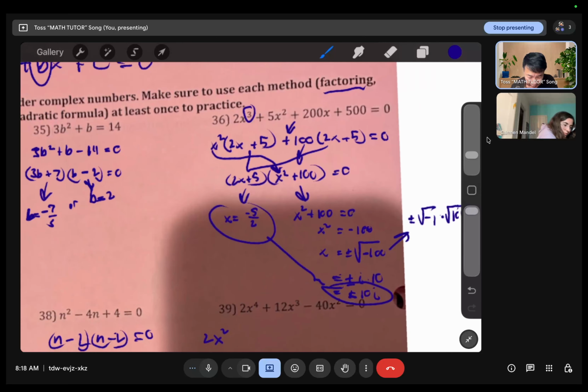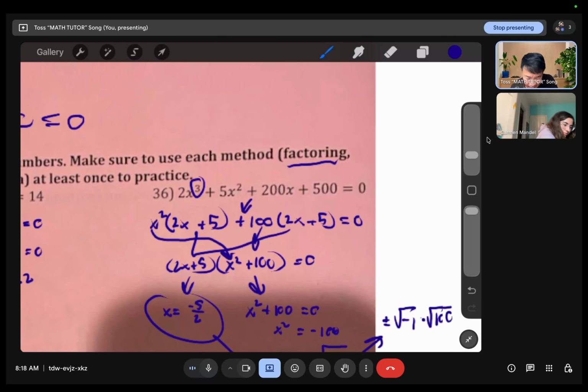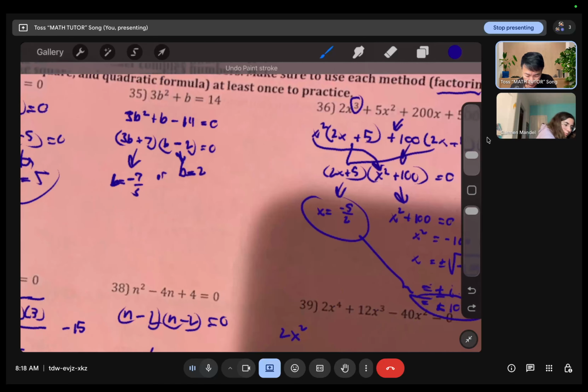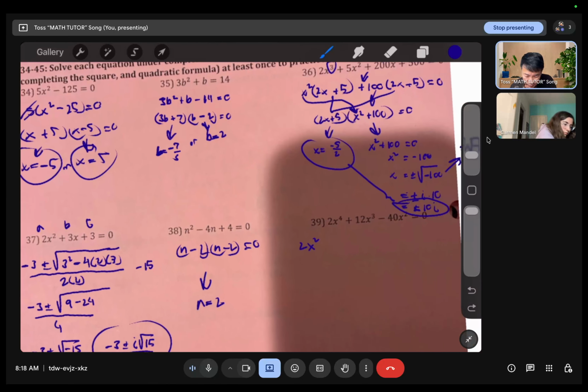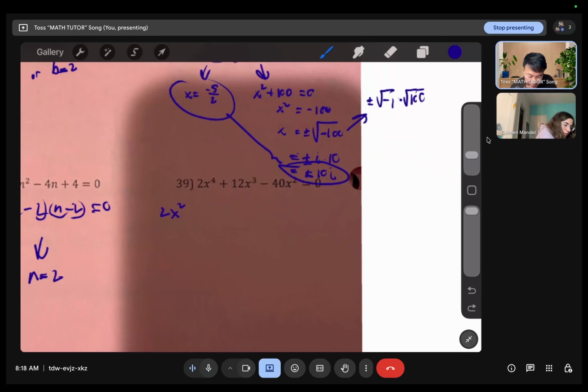Believe it or not, you have to do that for all of them if you can identify it. If you look at 36, you cannot pull out anything for all 4. The numbers are not even, and there's not enough x. There's no x back there. But you still have to look for them always. This one is the only one so far that you can pull out the GCF.